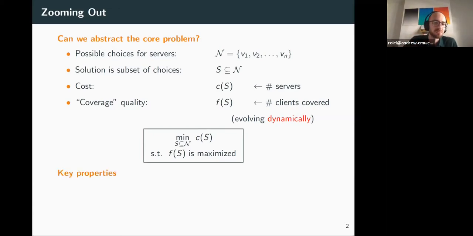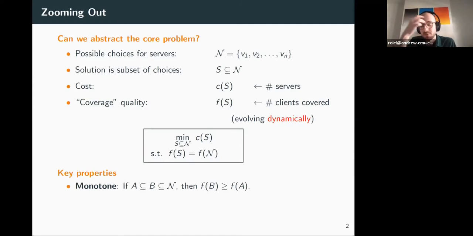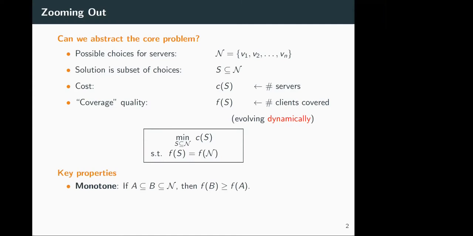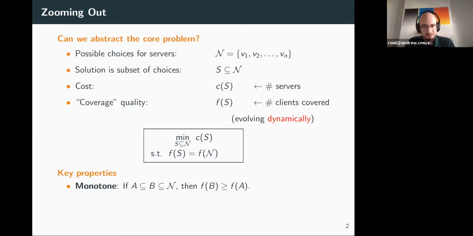But thankfully, we can assume a few more things. So for one, the function f that we have is monotone, meaning if I have two subsets, A and B of the ground set, where A is contained in B, then the coverage of B is always better than the coverage of A. More servers is always better. Okay, so if that's the case, then we can rewrite our optimization problem as f of S equals f of N, just because every monotone function is always maximized when you take the entire ground set.